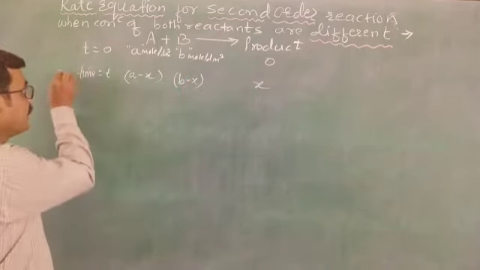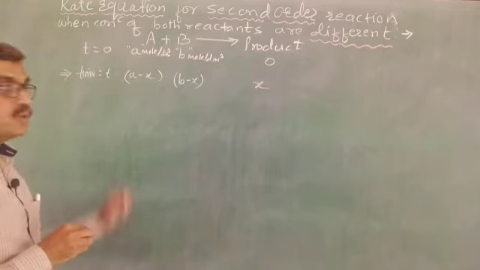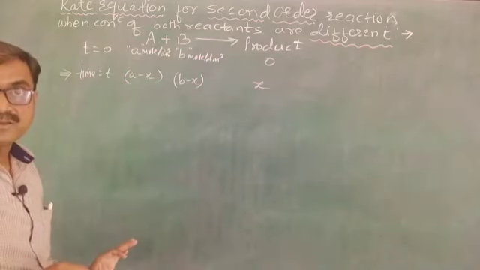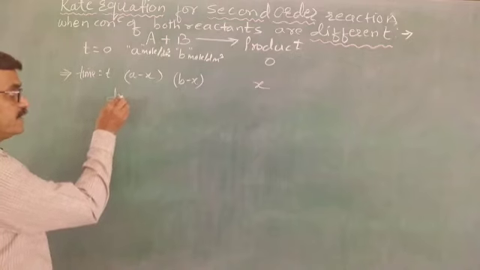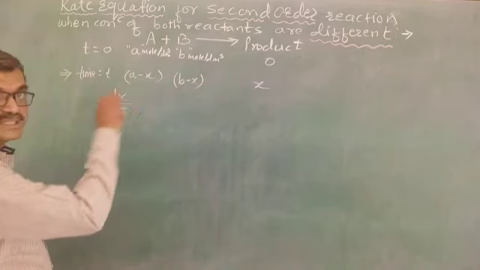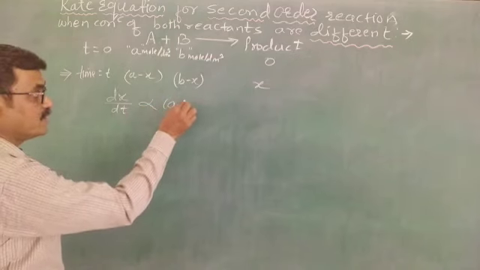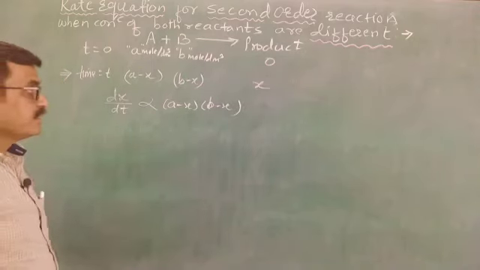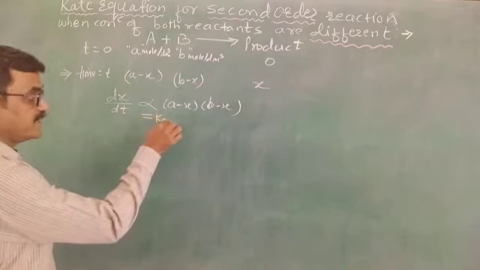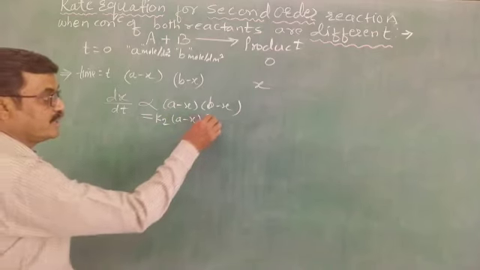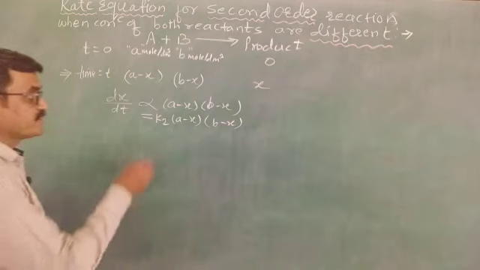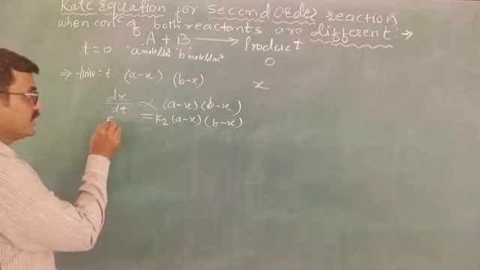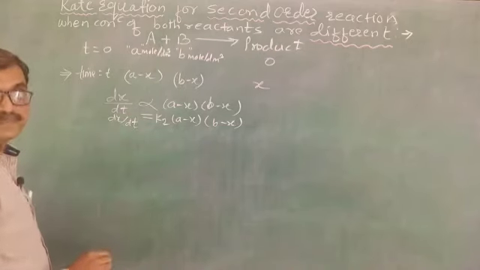Now we have to find the rate equation at time t. You know at time t the concentrations of both the reactants as well as the product. The rate of this reaction, dx by dt, is directly proportional to the concentrations of both of these reactants at time t. If we remove the proportionality sign, there will be a constant, and that constant is K2, the rate constant for second order reaction when the initial concentrations are different. Now this is our rate equation.